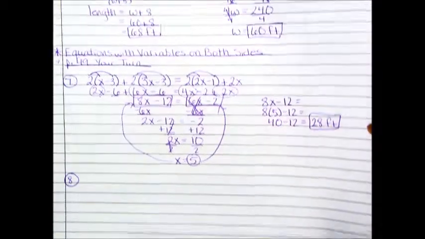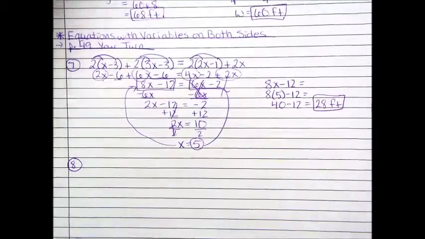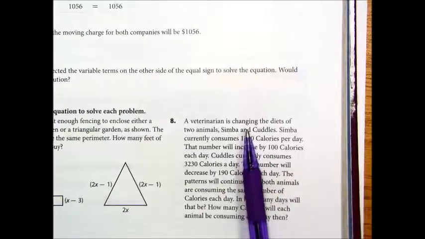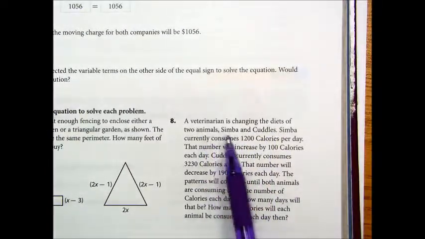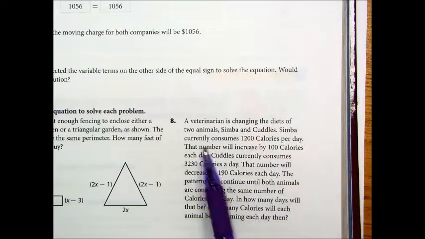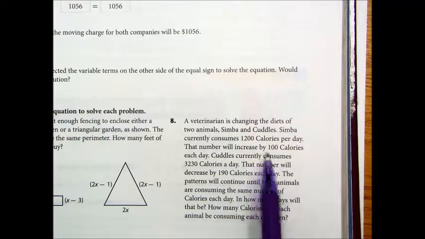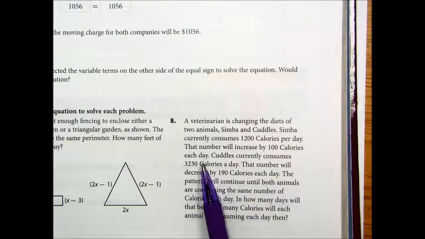Okay, so one more time on variables on both sides. Let's take a look at example 8 from that same page. In this case, we have a veterinarian who is changing the diets of two animals, Simba and Cuddles. Simba currently consumes 1,200 calories per day, and that number will increase by 100 calories each day.